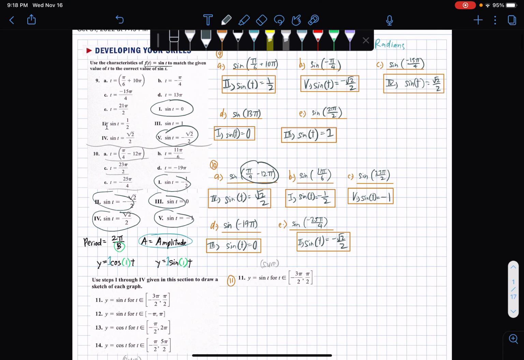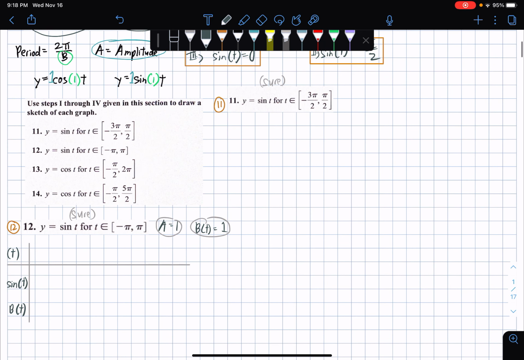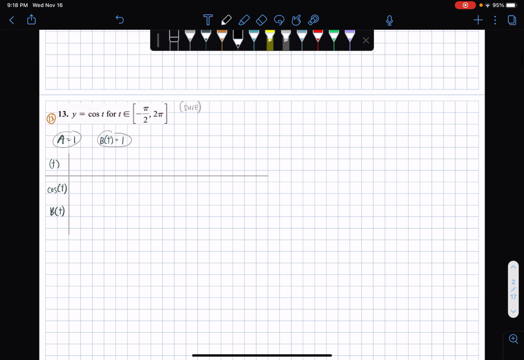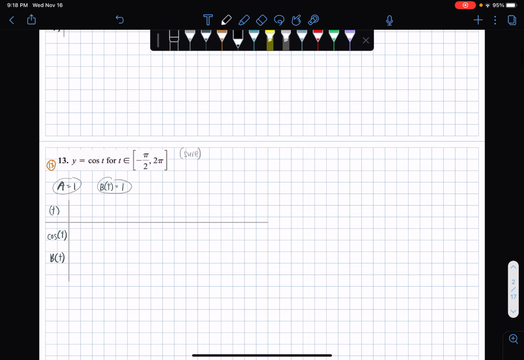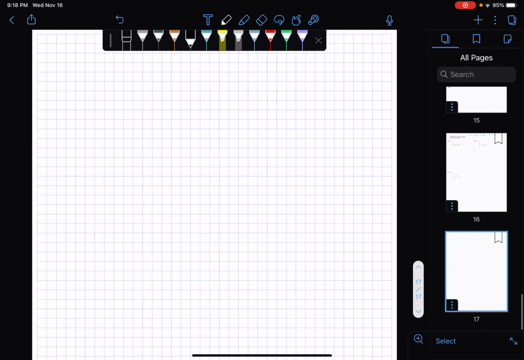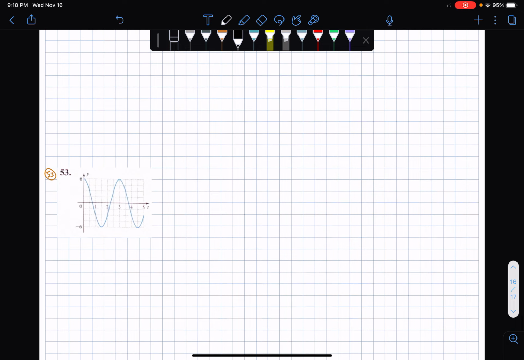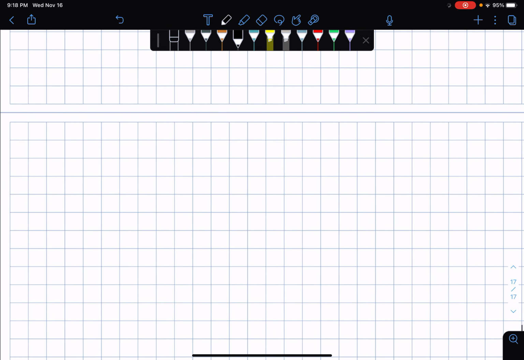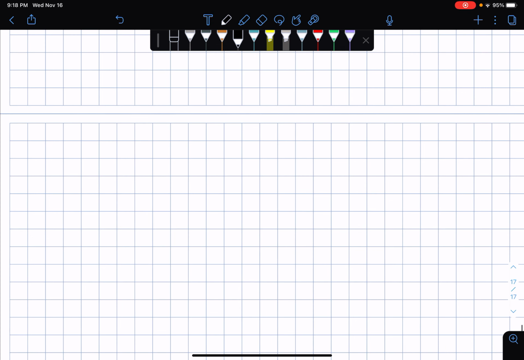Okay, let's move on to number 11. Use steps 1 through 4 given in this section to draw a sketch of each graph. I think it's best to make generalized conclusions first before we even start all this. This is going to be a lot. So, sine and cosine functions.